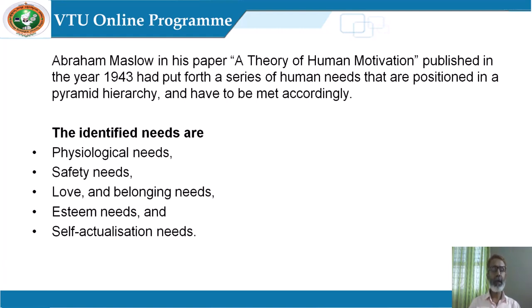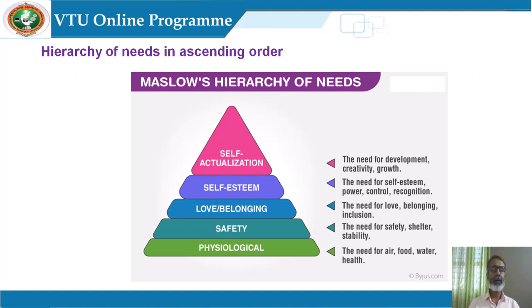Now let us look into how it is organized and what is at the different levels. The hierarchy of needs in ascending order is explained through a pyramid. Look at the bottom, physiological: that is the need for air, food, water, and health. Whatever is physiologically required by a human being becomes the basic need according to this hierarchy. Then the second level, safety needs.